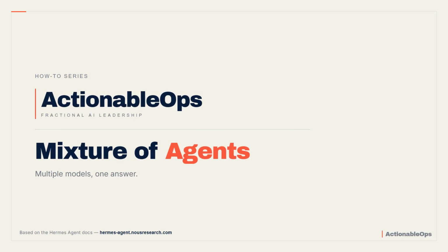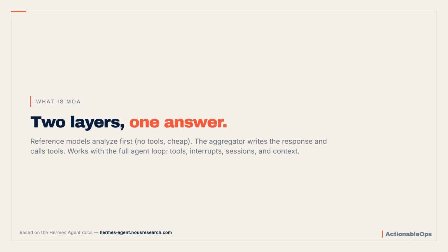From Actionable Ops, here's how to run multiple frontier models on one hard problem. Mixture of Agents lets you route a single prompt through several models and aggregate their best thinking. Mixture of Agents is a virtual model provider. Each named preset appears as a selectable model under the MOA provider.